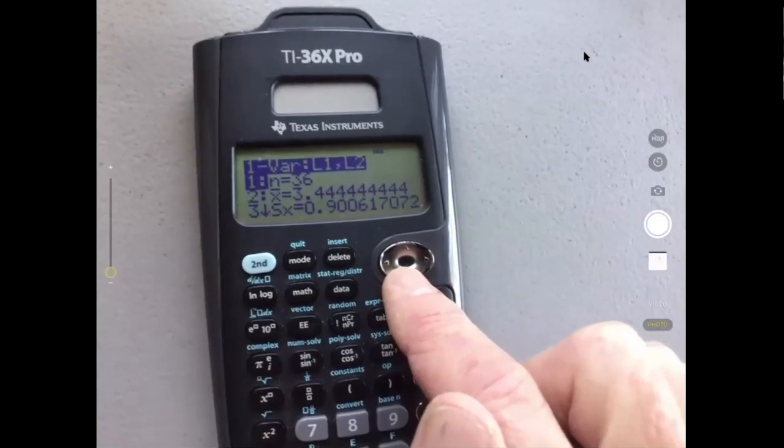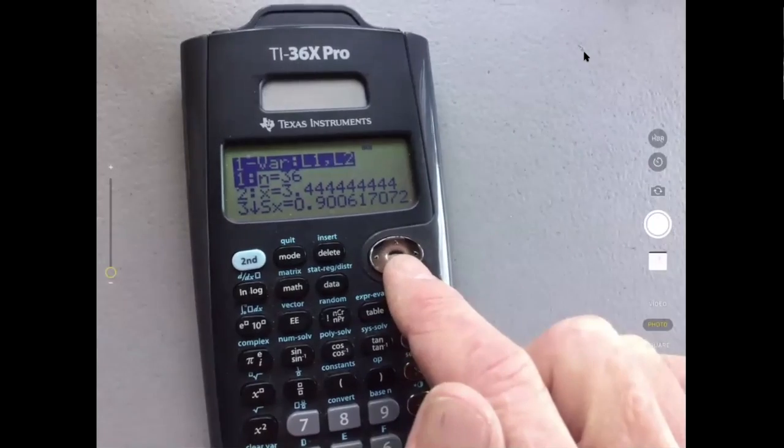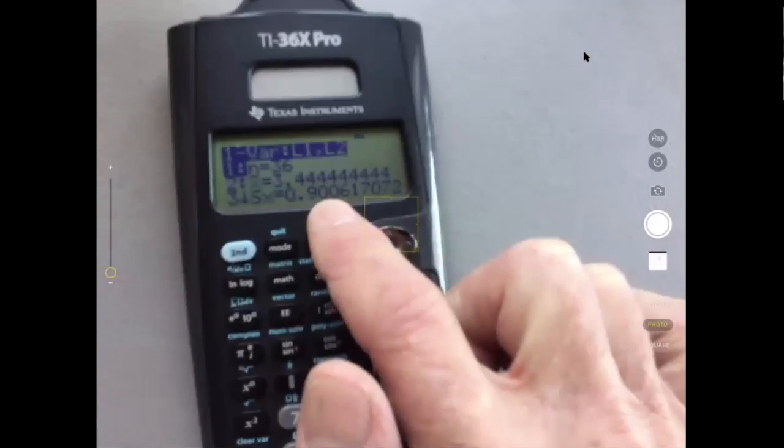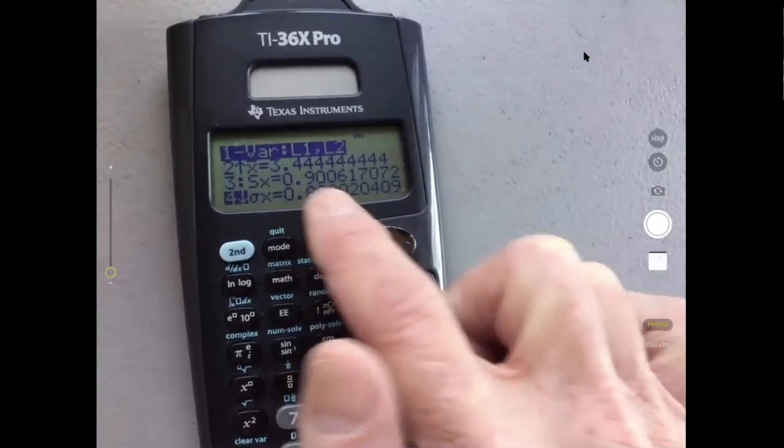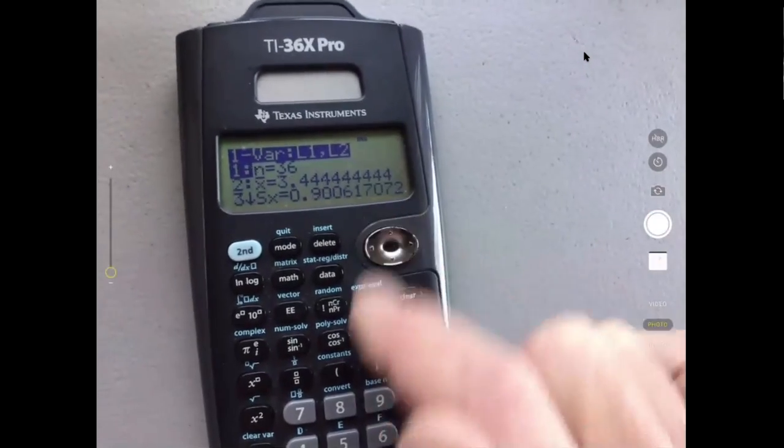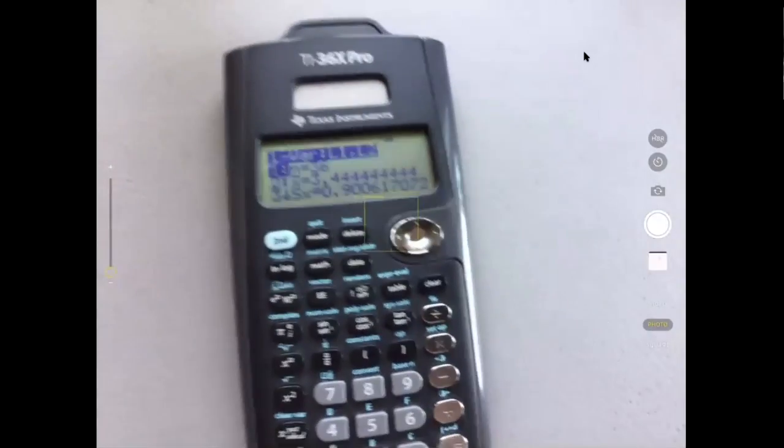Actually, is that what I want? It's a sample standard deviation. Yeah, I think I'll use that. So standard deviation is 0.9. Okay, and what is the population standard deviation? 0.8. Basically the same thing. Okay, that's fine. All right, so let's copy those numbers over.